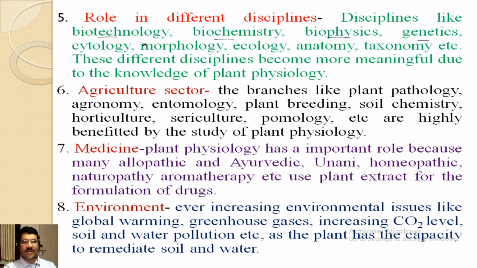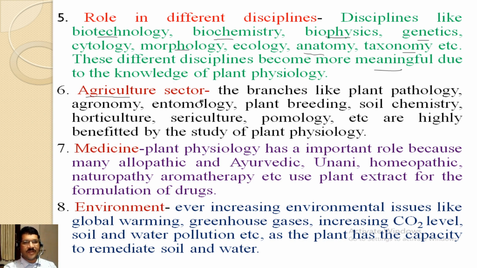Then genetics, cytology, morphology, ecology, anatomy, taxonomy, all these are the branches which are related with plant physiology. All these branches can be studied only if we take support from plant physiology, or for better understanding. So these different disciplines become more meaningful due to the knowledge of plant physiology. For better and meaningful understanding of all these branches, we must have the knowledge of plant physiology.